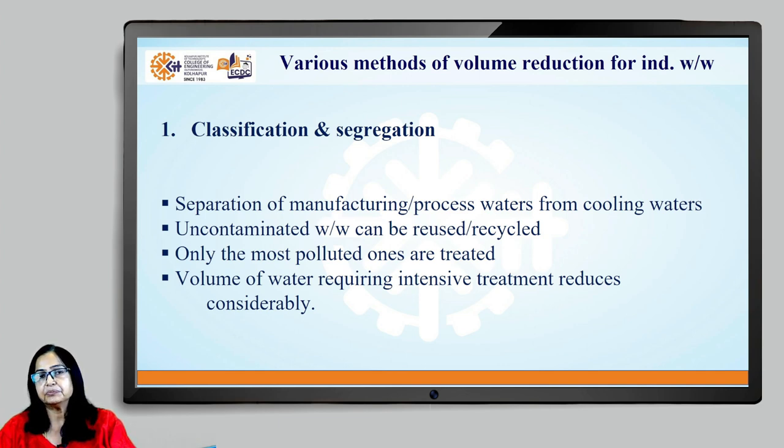So what will be the outcome of this segregation? Only the most polluted, like wastewaters from manufacturing process, we can send for ETP, whereas relatively uncontaminated or less contaminated streams or sources are segregated, and then with or without treatment they can be reused or recycled. So ultimately the volume of water which requires extensive or intensive treatment is reduced considerably by this method.